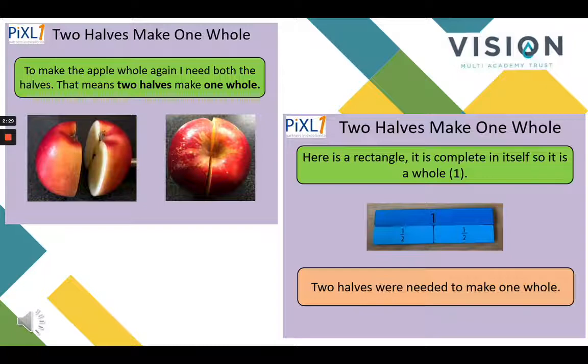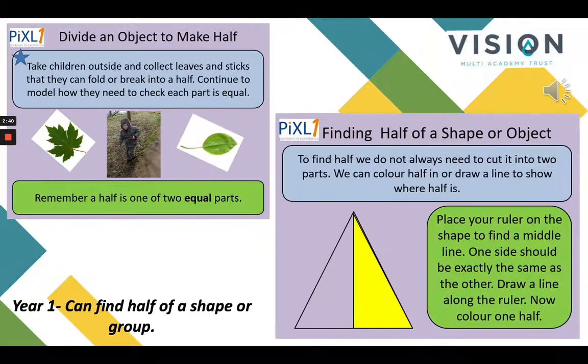Once the children understand the whole is a thing that is complete in itself, then we begin to explain halves, and the fact that two halves make a whole. Again, continuing to use concrete apparatus is key here. Use the real world to reinforce the concept that a half is one of two equal parts.